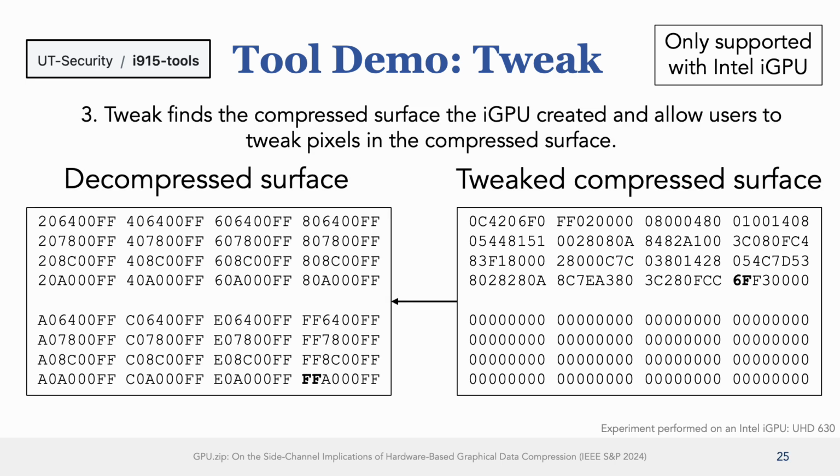After that, the tool will ask the GPU to decompress the tweaked compressed surface and provide the decompression result. In this case, we observe the decompressed surface has 1 byte deviated from the original one due to the tweaking we did.